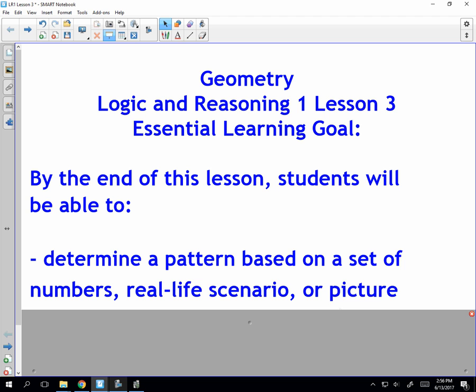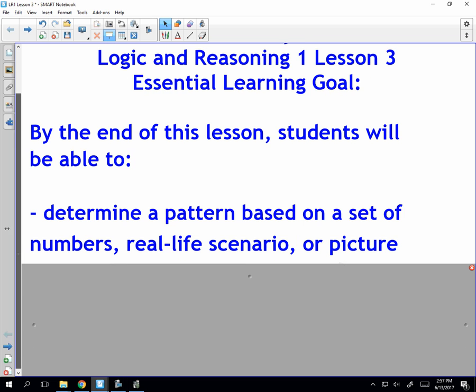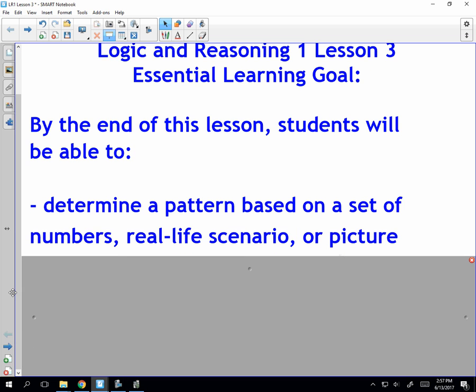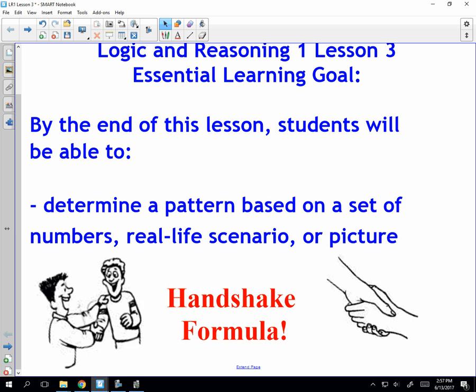Okay, last lesson in Logic and Reasoning 1. And our goal for today is to look for and identify other patterns. We looked at addition patterns, we looked at multiplication patterns, but this is one pattern. So all we're looking at here is a specific type of pattern that happens very often in a number of basic phenomena, and it's what we call the handshake formula.